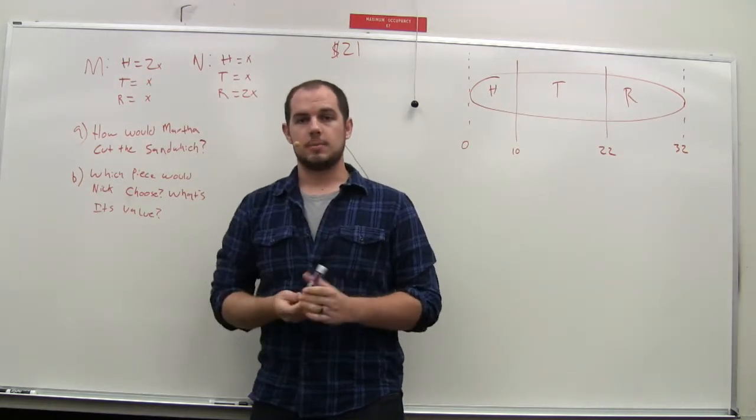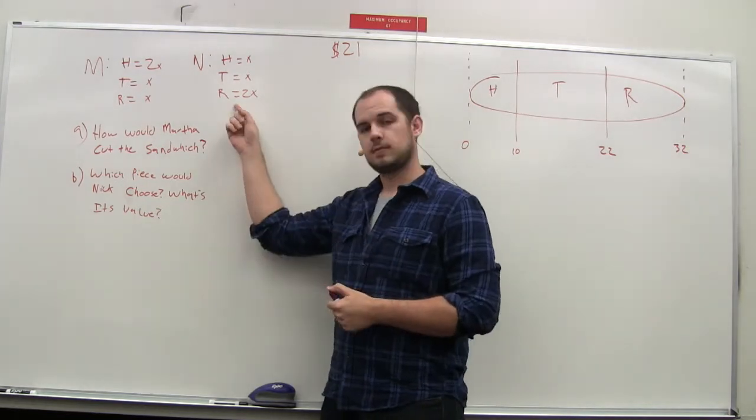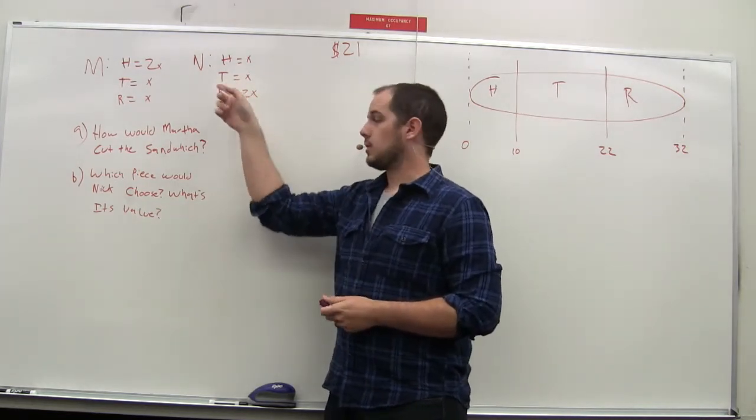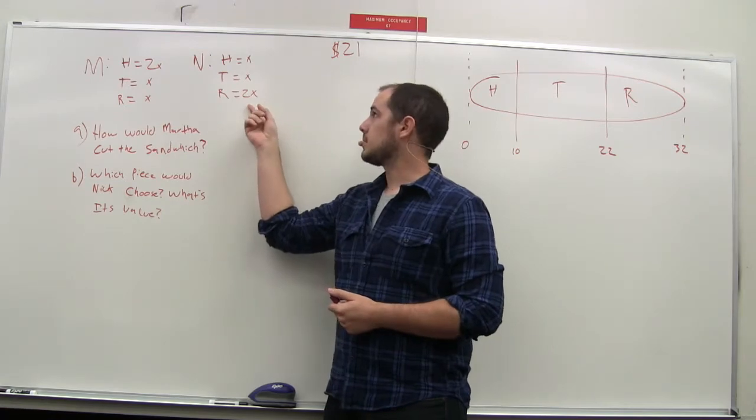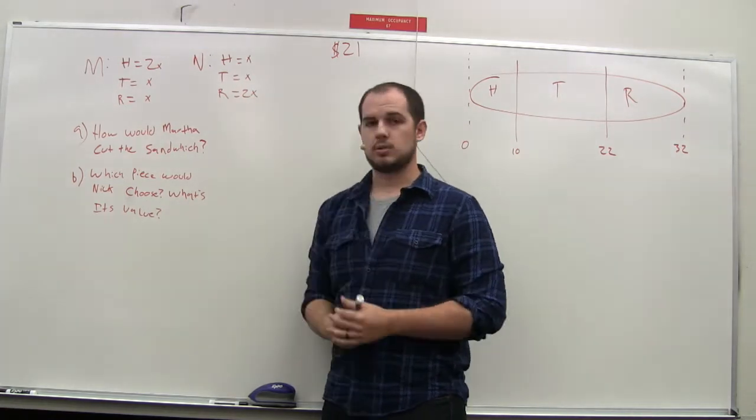Okay, we'll also see a similar value system for Nick, except he likes roast beef twice as much as turkey, so we call the roast beef 2x, the turkey x, and then ham is also equal to turkey, so that's going to be x as well.